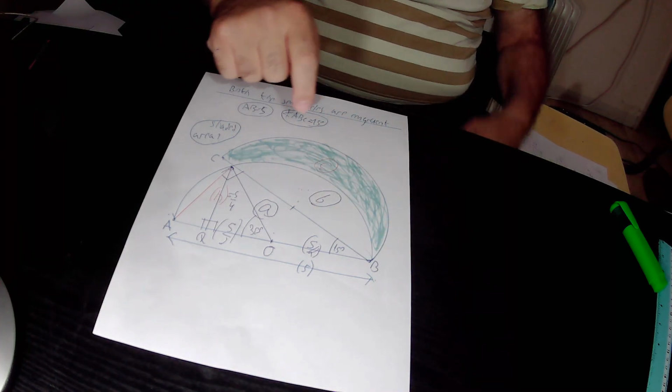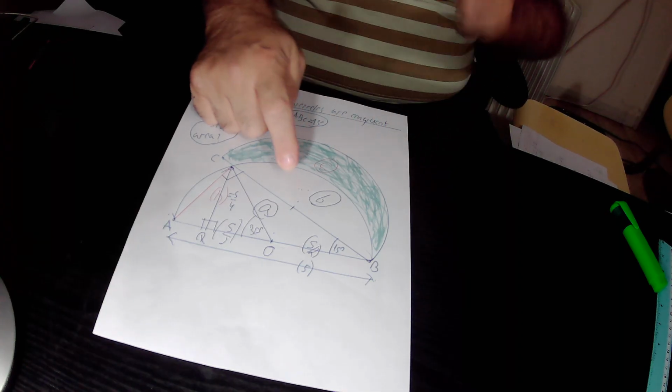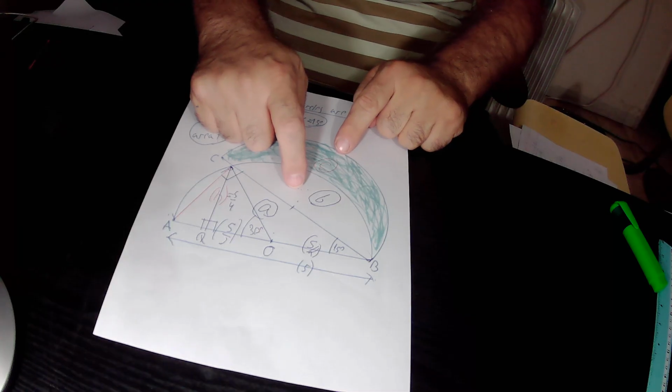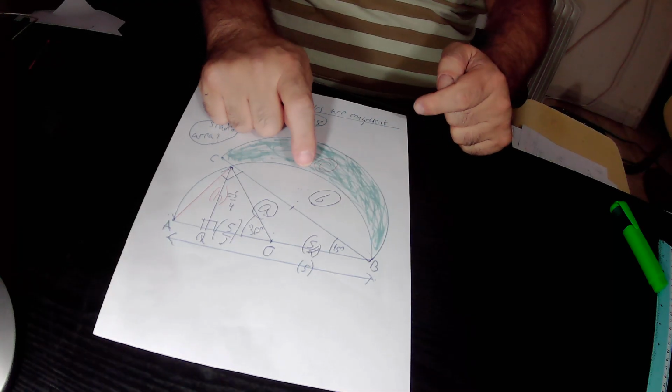Semicircle CB consists of those two shapes, and therefore the area of semicircle CB must be equal to the sum of the areas of those two shapes that it consists of. That is to say, it must be equal to B plus C.